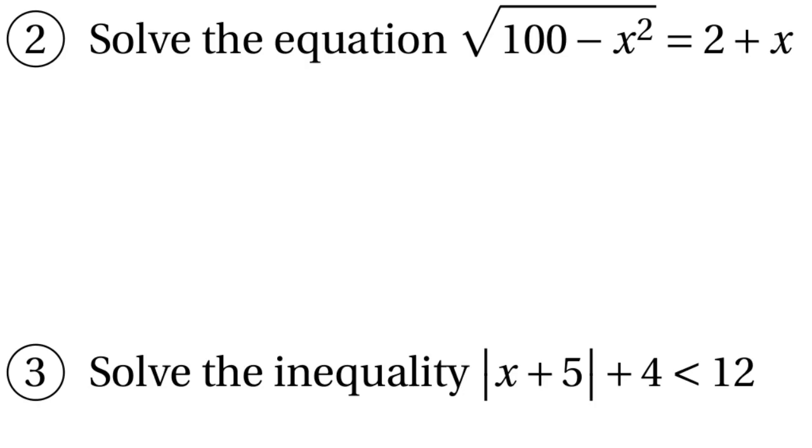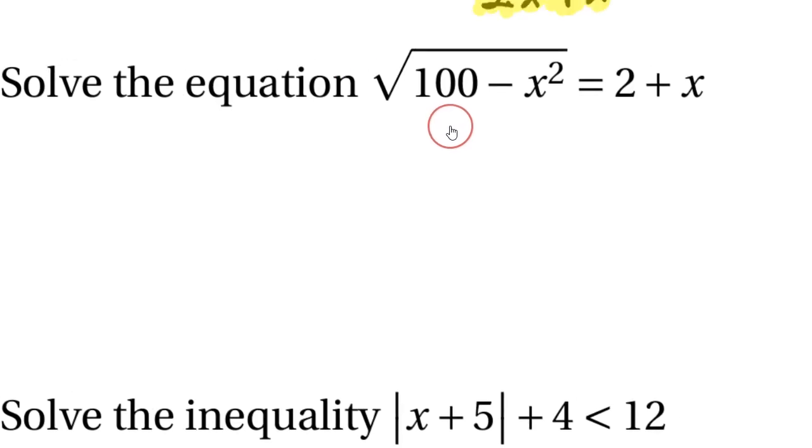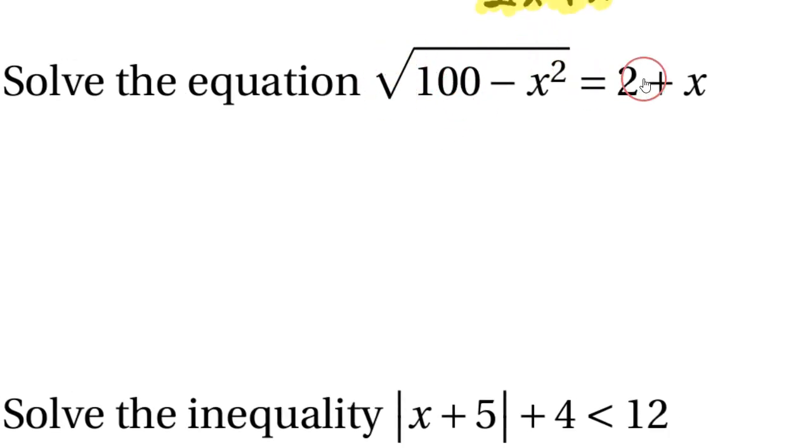So in problem number 2, we're expected to solve this equation here. The first thing that I notice is that it's a radical equals a linear term. So the first thing I'm going to do is to get rid of this square root. I'm going to place both sides in parentheses and square it.